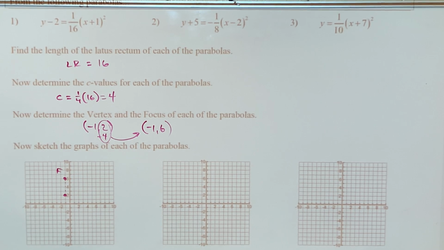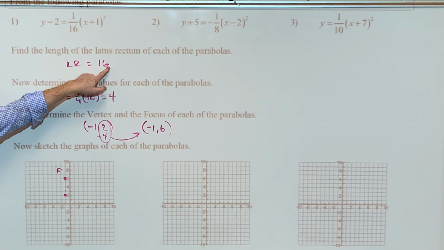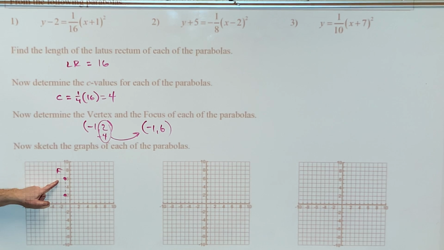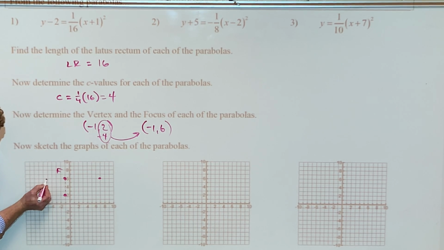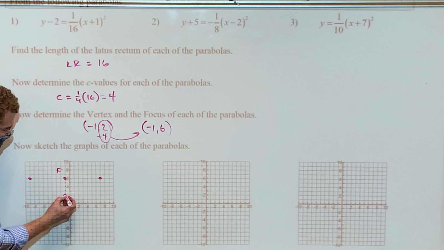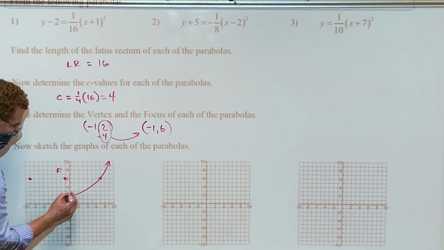And now how do I sketch my parabola? Well, the latus rectum is the width of the parabola at the focus. So your width is what? 16. So if there's my focus, what do I need to do? 8 each way. So I'm going to go 8 that way. 1, 2, 3, 4, 5, 6, 7, 8 that way. And that gives me 2 points. And I can just kind of eyeball the sketch at that point.